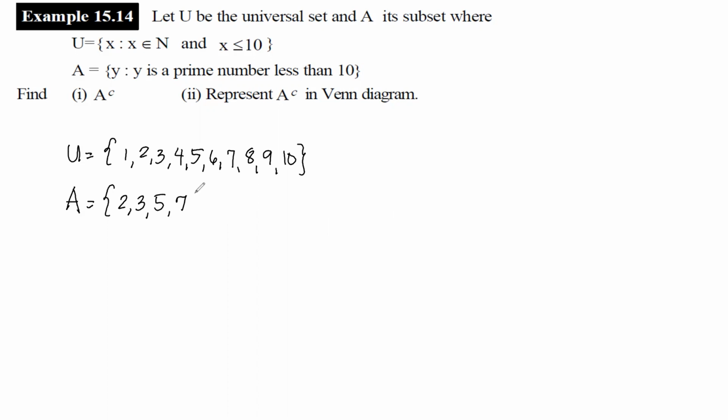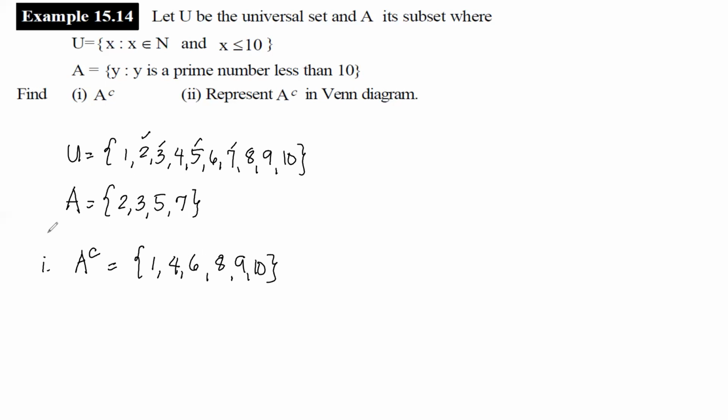Then, letter I, compute for A complement. A complement, class: we're going to delete 2, 3, 5, 7 from the universal set, and the rest is the complement of A. So we'll have 1, 4, 6, 8, 9, and 10. Again, for A complement, you remove the elements of A from the universal set. That is the answer: 1, 4, 6, 8, 9, and 10.